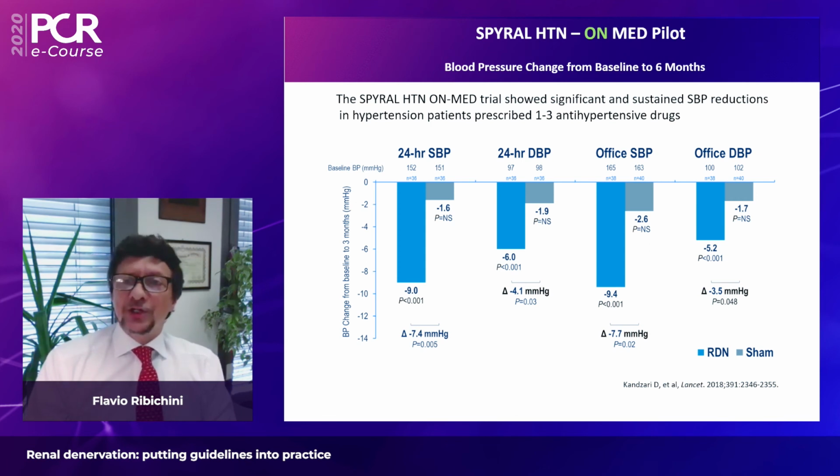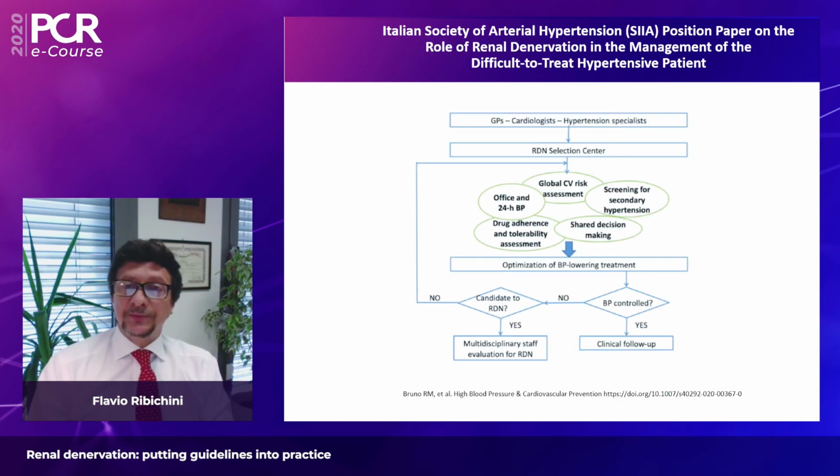The SPYRAL HTN-ON MED pilot study has shown a significant and sustained blood pressure reduction in hypertensive patients being treated with 1 to 3 antihypertensive drugs. As you can see in the slide, both the 24 hours assessment and the office blood pressure assessment have been significantly reduced compared to baseline in all these patients.